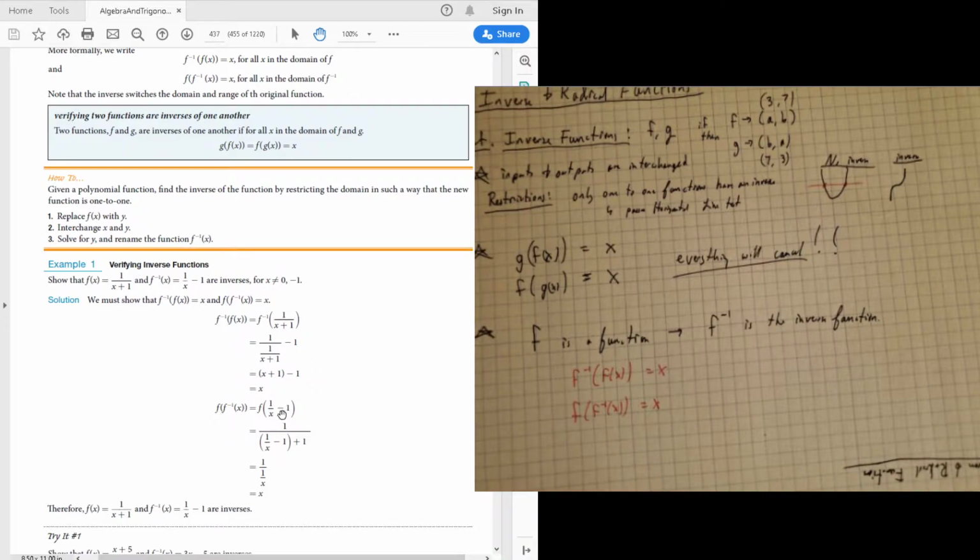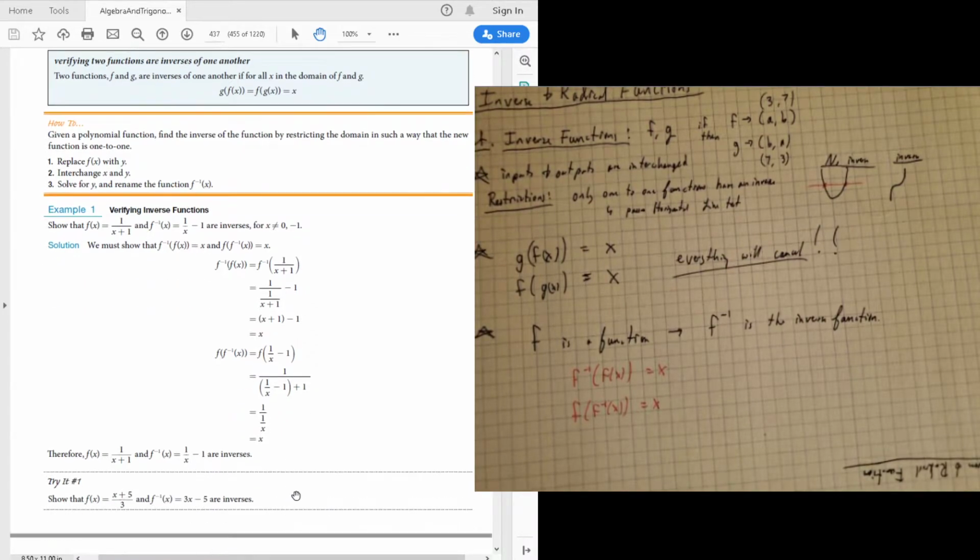And down here, same thing happens. So we plug in f inverse into f, and everything just cancels out. The 1 and the negative 1 end up canceling, leaving this fraction, and the fraction cancels, leaving just x. This is how we define an inverse.